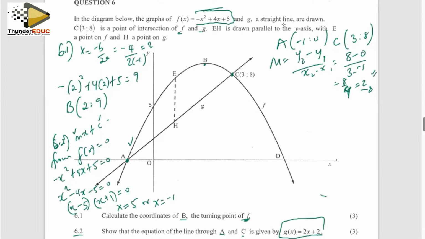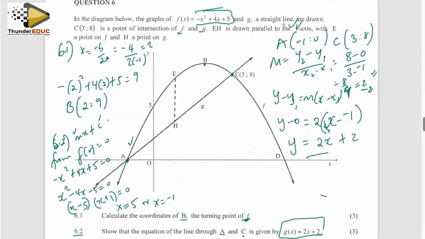So if the gradient is 2, I can use point A again and say y minus y1 is equal to m into x minus x1. If I use -1 and 0, that's y minus 0 is equal to 2 into x minus -1. So y is going to be 2x plus 2. I know it seems like a lot, but that was my approach so that I could get the answer as fast as I can.